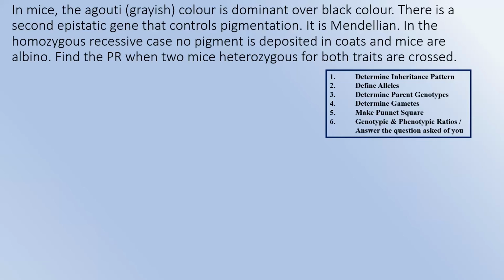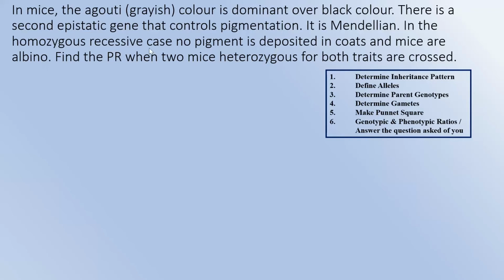This is going to be a quick one to show you what we mean by gene control. In mice, the agouti, which is a weird color that is always mentioned in biology, is just a grayish, speckly kind of color. In mice, the agouti grayish color is dominant over black color. There is a second epistatic gene, keyword, that controls pigmentation. It is Mendelian. In the homozygous recessive case, no pigment is deposited in coats and mice are albino. Then we're going to find the phenotypic ratio for two heterozygotes.